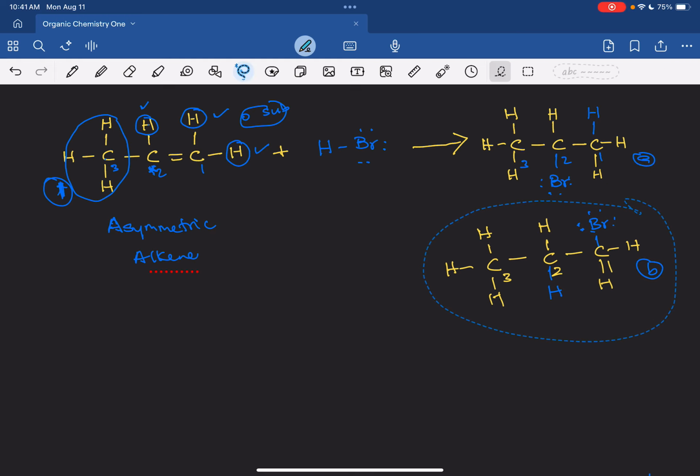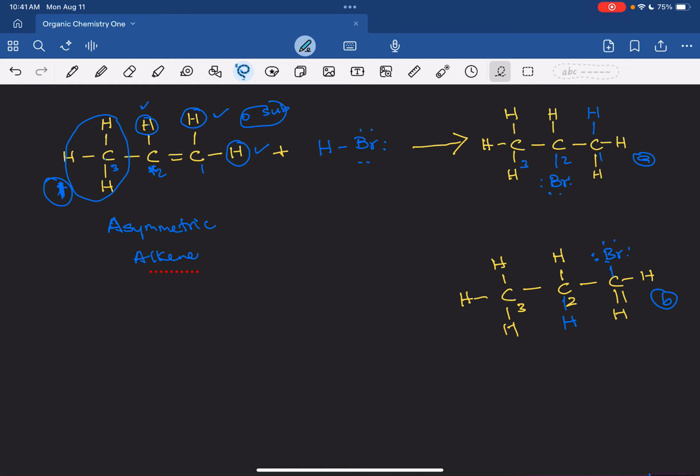Now, this is what we mean when we say a reaction is regioselective: one product is formed over the other. When this reaction is carried out, this is formed in 100%. This is what is observed. This is not even formed. Okay, so remember that's what regioselective means.